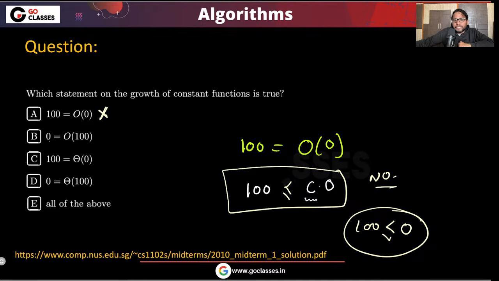What about this? Can the 0 be less than equal to, this means 0 is less than equal to c into 100, for some c? Is this true? What do you think? For some c, is this true?